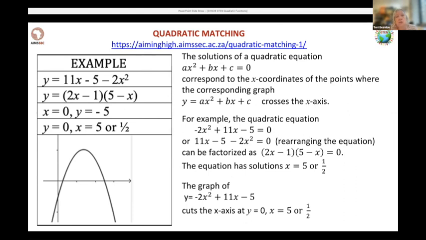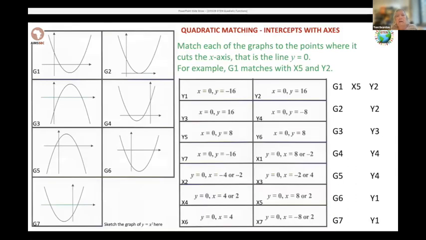I'm going to introduce you to the first task, this first matching exercise, and we're going to give you plenty of time to do this. On the left, you'll see 7 graphs, and they are labeled G1, G2, and up to G7. And there's a space there, and we would like you to sketch the graph of y equals x squared. So that's like the other graphs, but it goes through different points, okay?